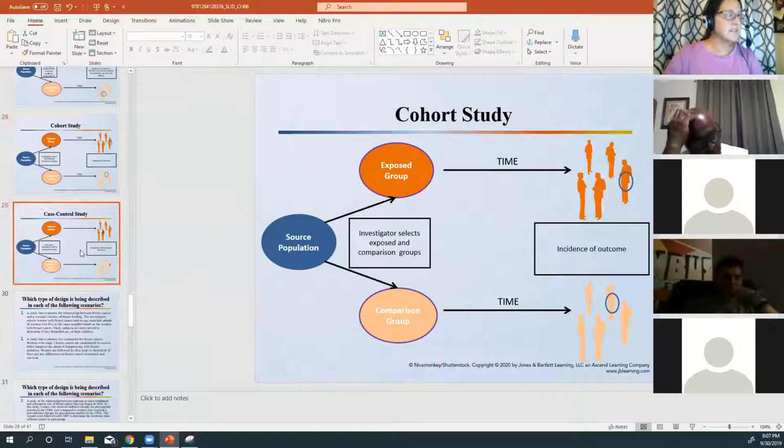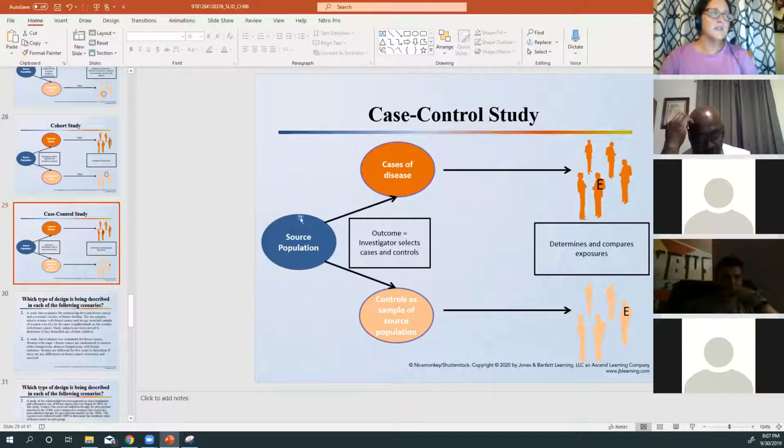And then there's the case control study. Again, I have a source population. I don't assign treatment because this is also an observational study. But now I'm going to determine who is in my study by looking at people who have the disease and people who are similar to those folks but don't have the disease. And so what I do then is follow up with them, ask them questions, and determine whether or not they were exposed to the exposure of interest.